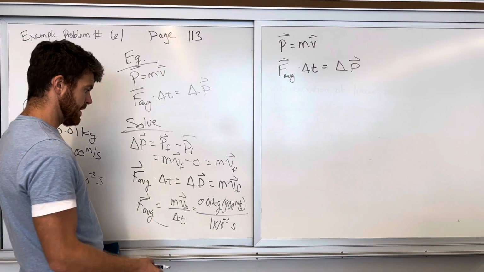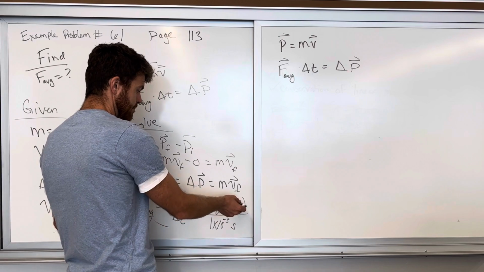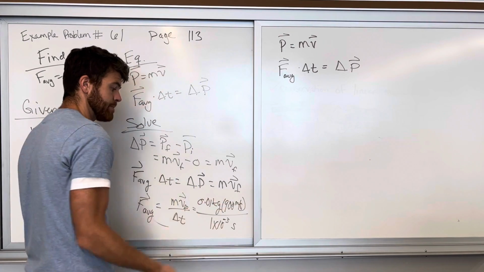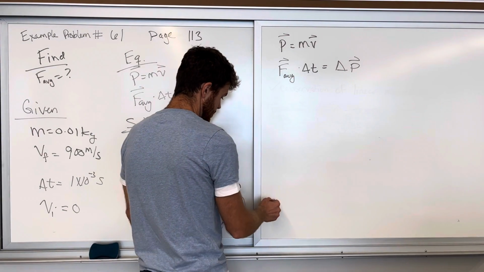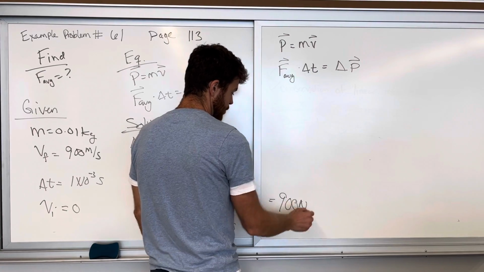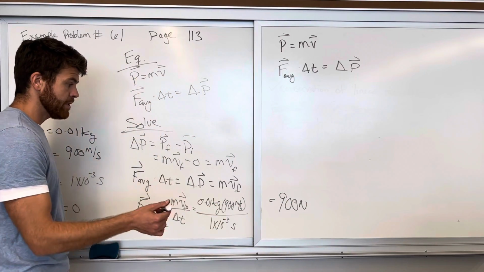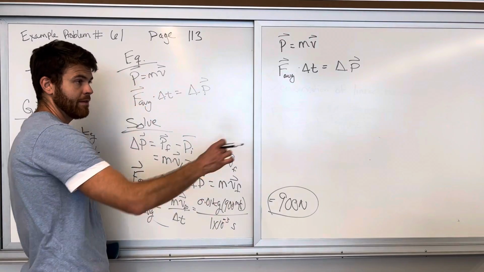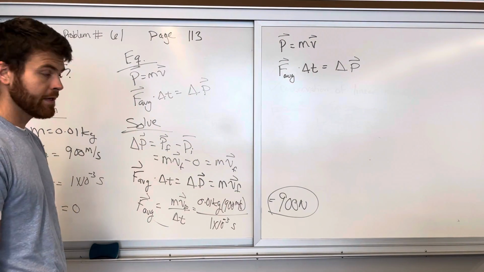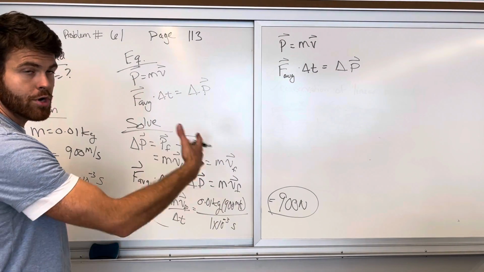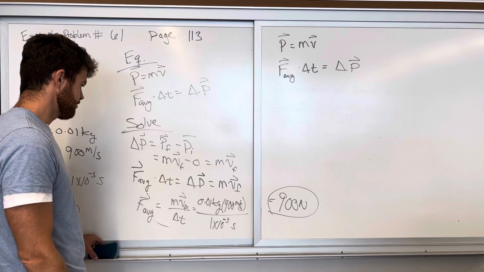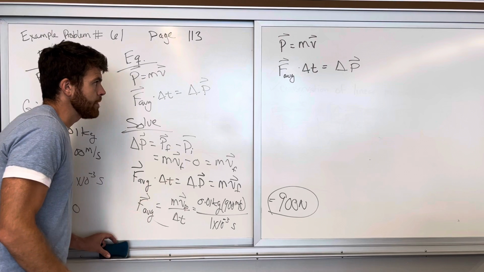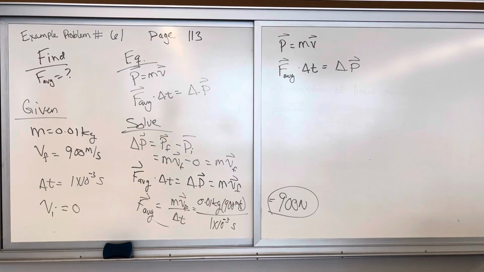And we're going to get kilograms meters per second per second. So kilograms meters per second squared, which is units of force, it's a newton. And we get 900 newtons. So that's the average force that's exerted on the bullet while it travels down the barrel for that 1 millisecond to accelerate it from 0 to 900 meters per second. Okay? That seems, I guess, reasonable.